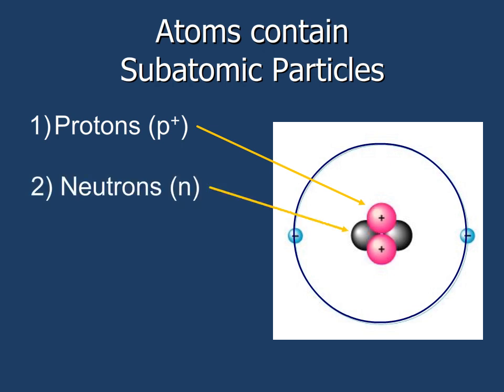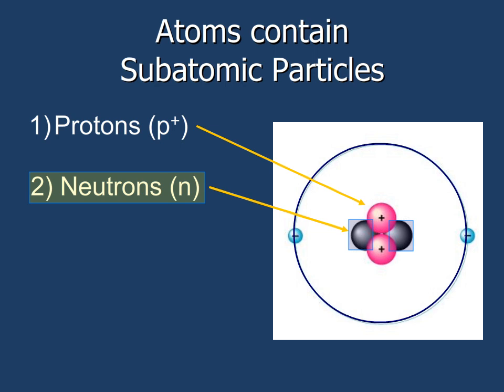The second type of subatomic particle that we find in the nucleus is something called a neutron. As the name implies, neutrons are neutral, that is, they have no charge. But they do have a weight. They have a weight or mass of one atomic mass unit, and this is the same as the weight of a proton. Now, unlike protons, the number of neutrons within atoms of an element can sometimes vary, and when this happens, we call these atoms with different numbers of neutrons isotopes, and we'll talk more about isotopes in a few more slides.